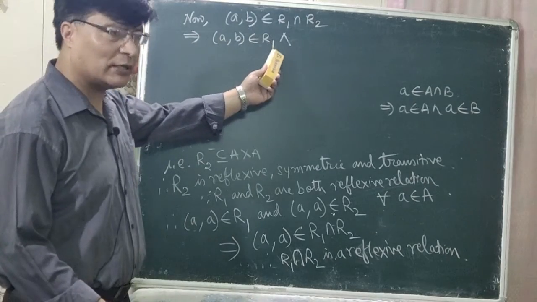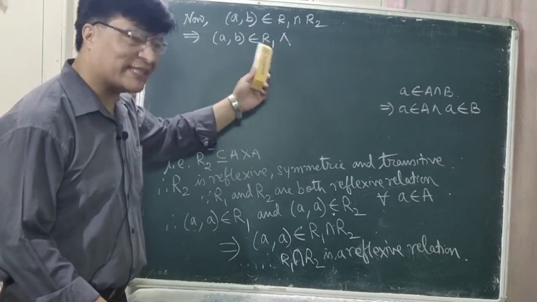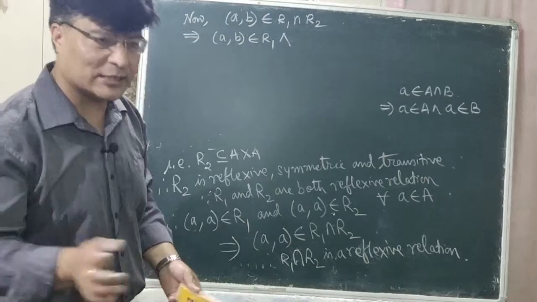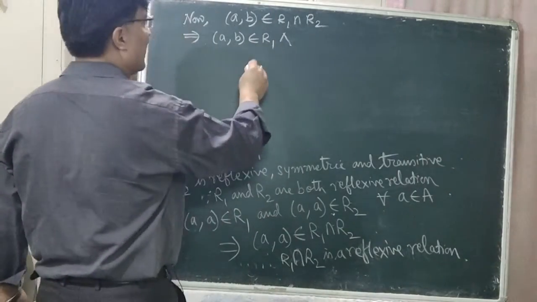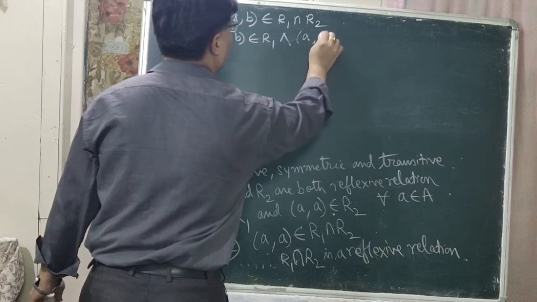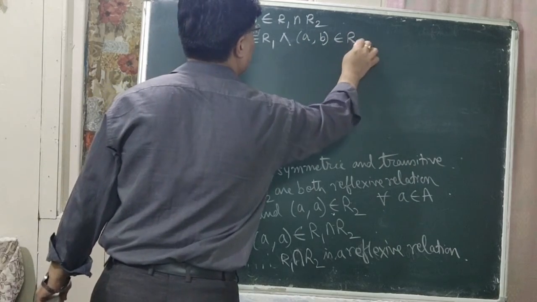A comma B belongs to the relation R1 intersection R2 means A comma B belongs to the relation R1 and A comma B should belong to the relation R2. Okay? So A comma B belongs to the relation R1 and A comma B belongs to the relation R2.